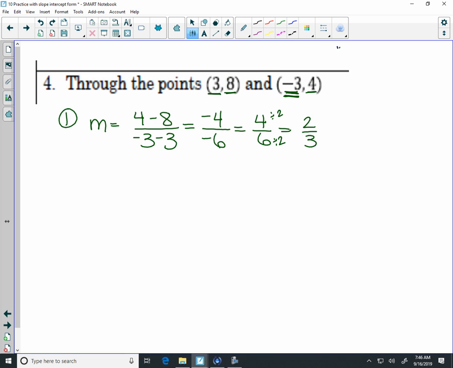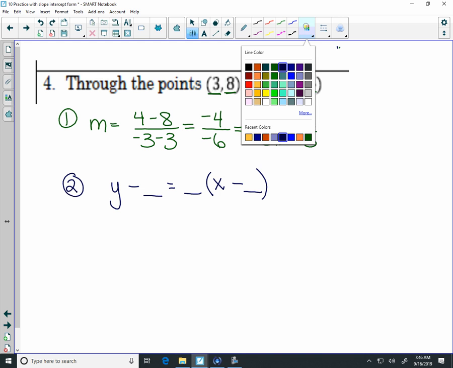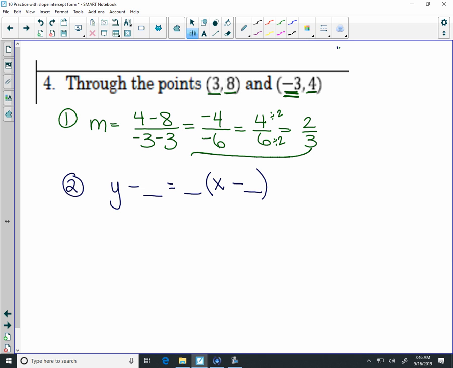absolutely use that. Our second step with these is to fill in point slope form. So when we're filling in point slope, our slope goes in that middle blank. Again, you can put 2/3 there, or you can use 4/6. They're equivalent. And then we're going to pick a point. The point I'm going to pick is 3, 8, again, because of all positives. The x is going to go next to my x in my equation. The y is going to go next to the y in my equation.